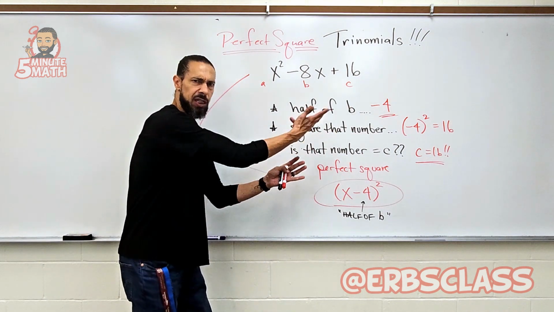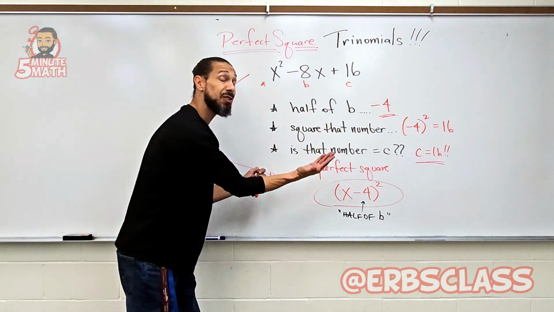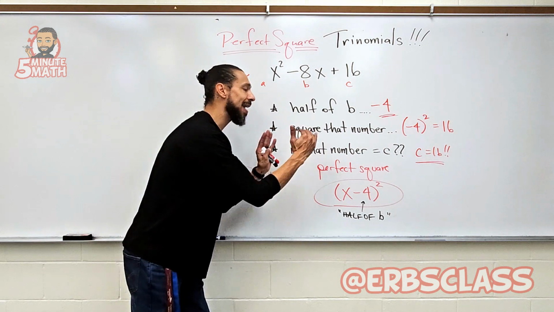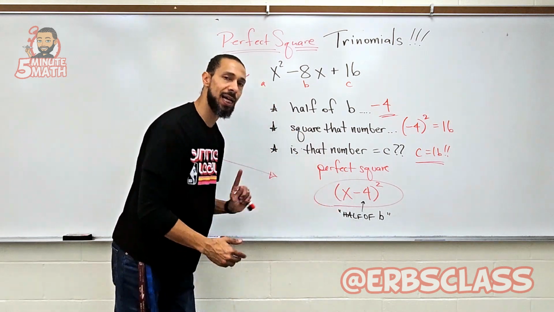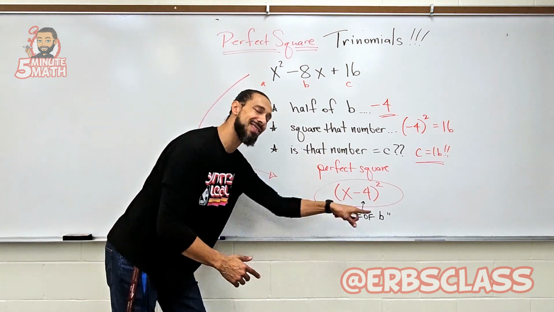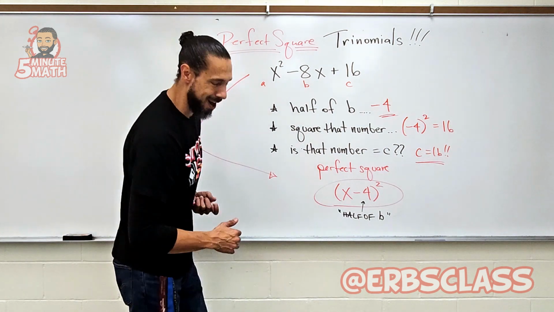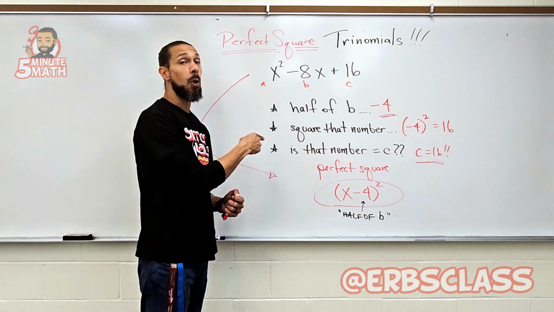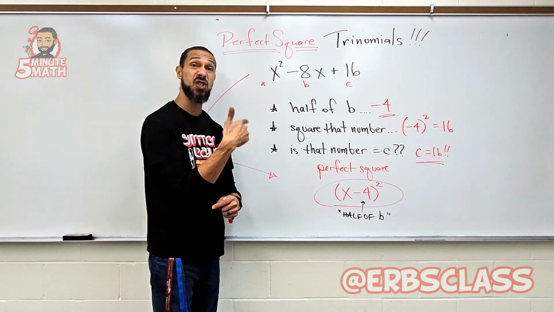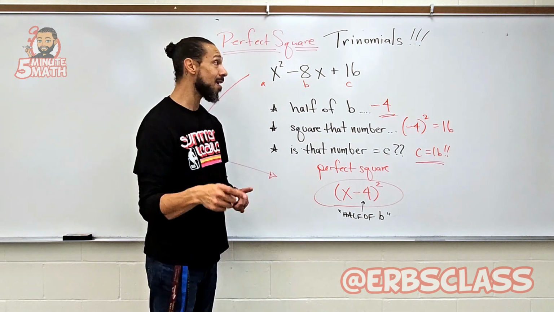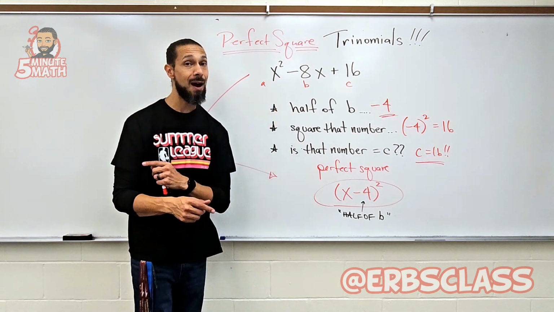That means everything I checked out worked out. I do have a perfect square trinomial, and I can factor it just like that, using that half of B as the number in there with x. Now, this is so important because this leads into completing the square. When you're completing the square, this is the square they're talking about.